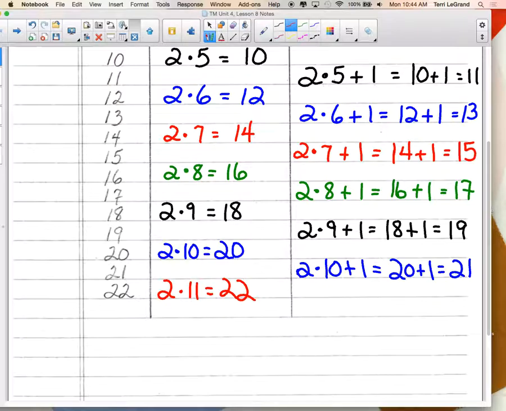Okay, who thinks they know which one it would be? Cheyenne? 2 times n, because what do we have to take times 2 to get 100? 2 times what is 100? 50. 2 times 50 would be 100.